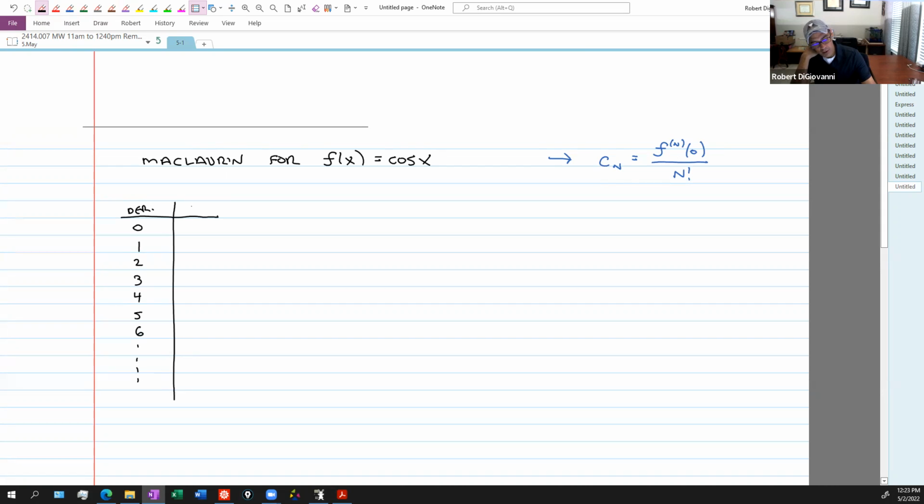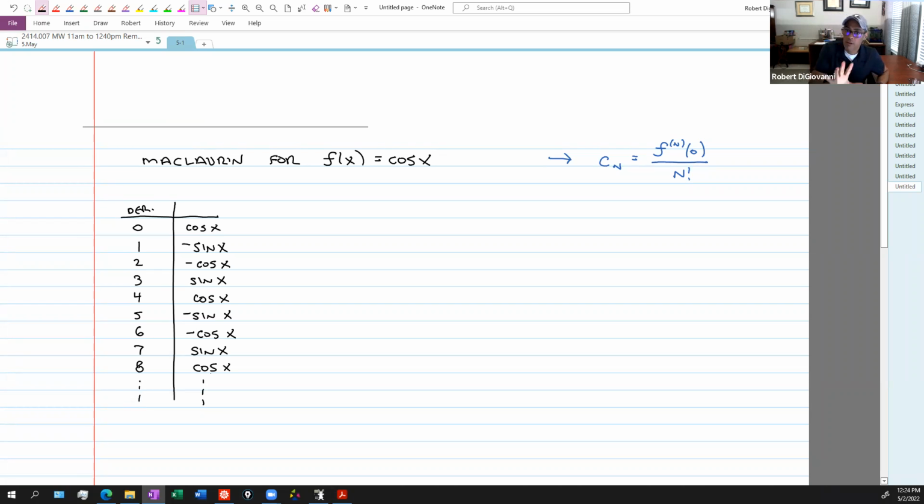And then here's our function. So we have no derivative, cosine x. First derivative, negative sine x. Second derivative, negative cosine x. Then we're going to have sine x, cosine x. And doesn't it just repeat now? This keeps repeating. Negative sine x, negative cosine x, sine x, cosine x. 7th, 8th.